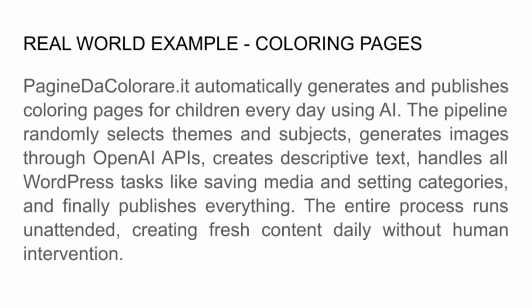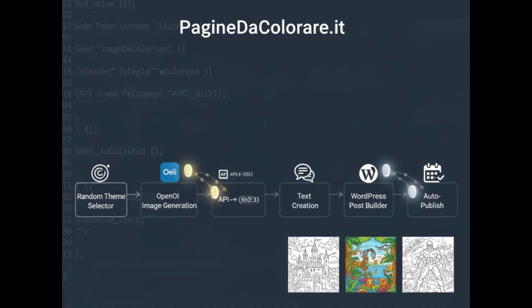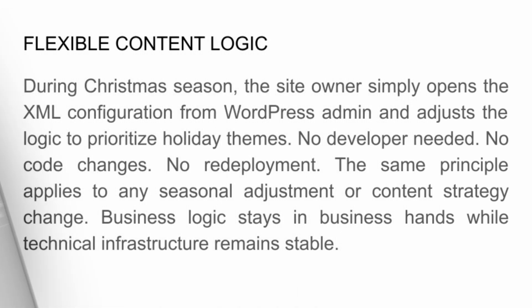Then it crafts prompts and sends them to OpenAI's API to generate the actual coloring page images. Next, it creates descriptive text for each page. Then it handles all the WordPress specific tasks like creating the post, saving the images, setting categories and tags, and finally publishing everything.